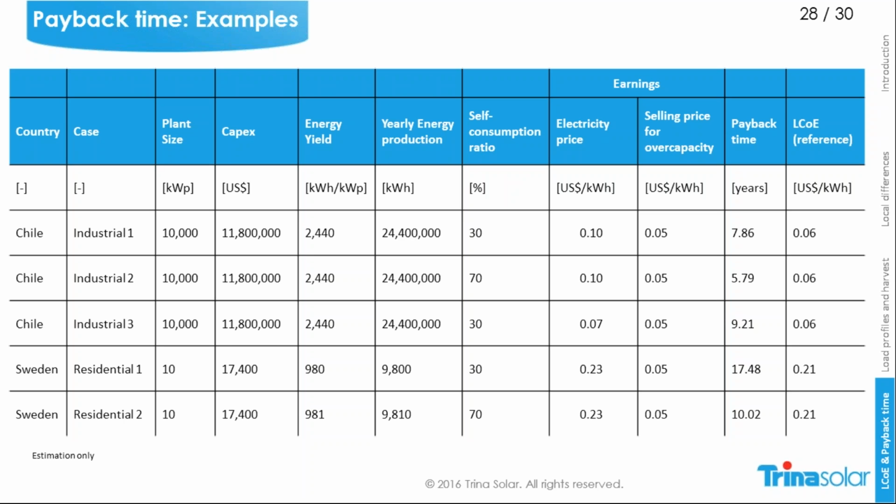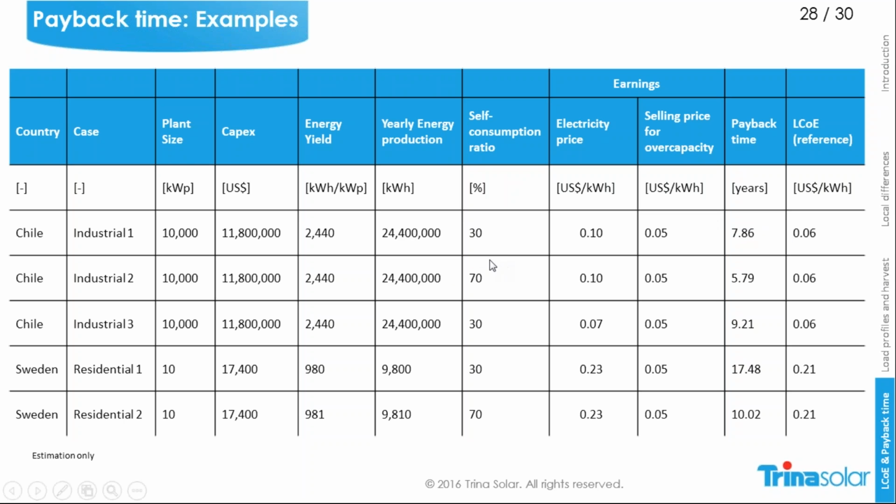That means you save the 10 cents, which you can then use to pay off your plant. So in the first case in Chile, with the 10 megawatt plant and an energy yield of 2,440 kilowatt hours per kilowatt peak, in this case a non-tracked system, and a self-consumption rate of 30% with the same 10 cent electricity price, the overcapacity that you cannot consume you sell directly to the grid, for example here with 5 cents. Then you have a payback time of approximately 7.9 years.